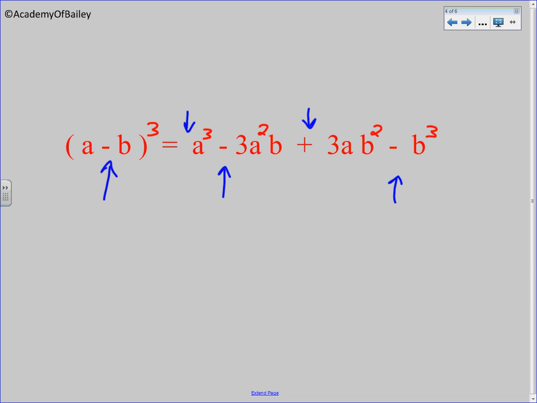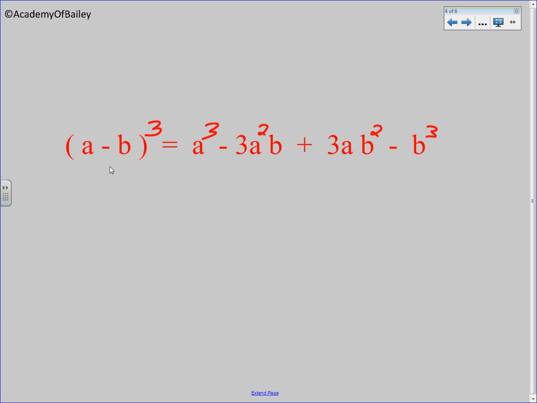The exponents for a cubed, a squared, a to the first, a to the 0, and the exponents for b to the 0, b to the first, b to the second, b to the third, and then the middle two terms get a 3 coefficient. The one with a minus sign inside the parentheses just changes some signs in your pattern.